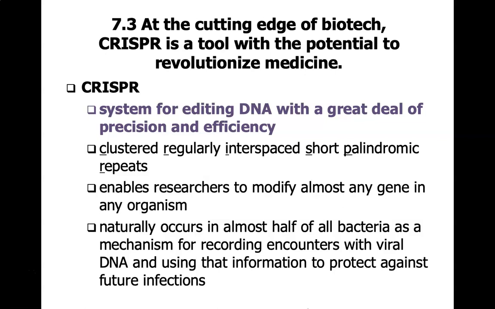So CRISPR is a mechanism in bacteria that allows them to remember when they were infected by a particular virus. So it acts like your immune system. And it uses that information to protect against future infections by actually taking a small bit of the viral DNA and inserting it into those regularly interspaced short palindromic repeats.